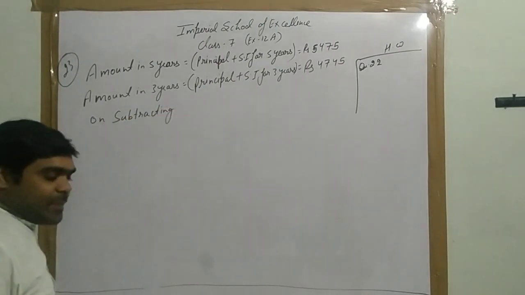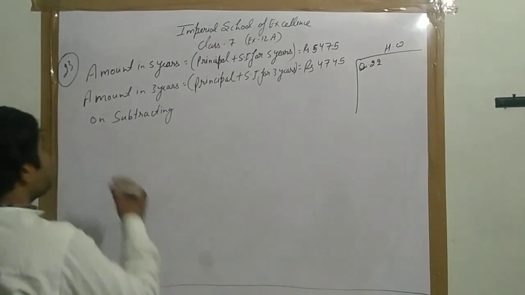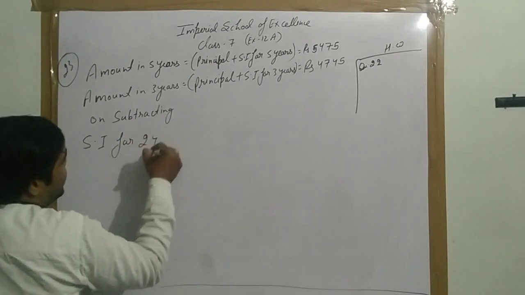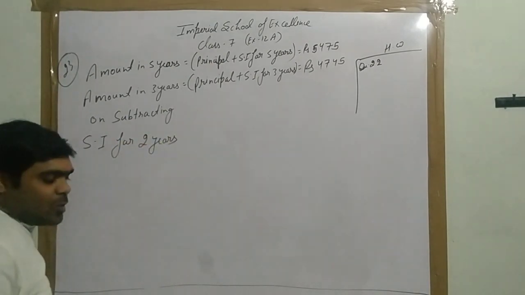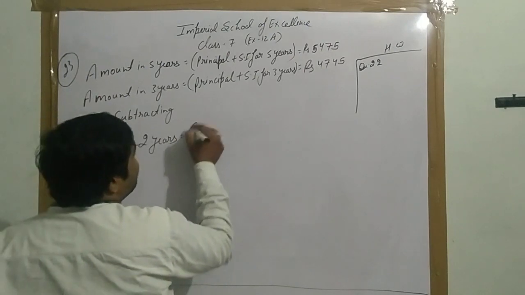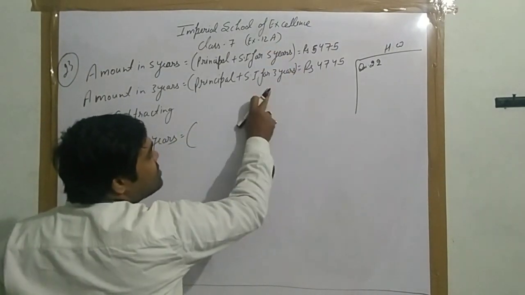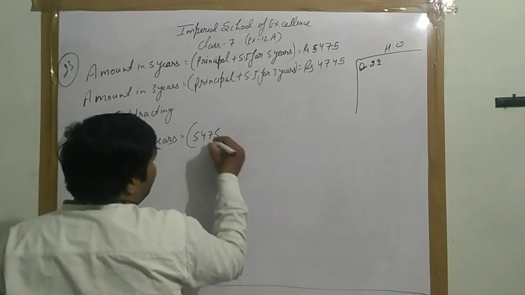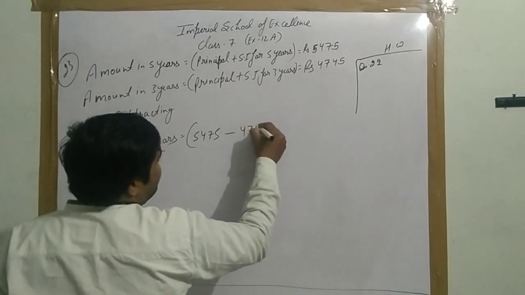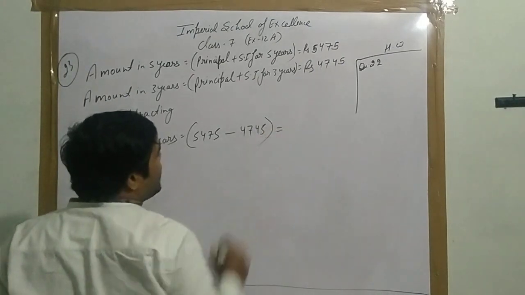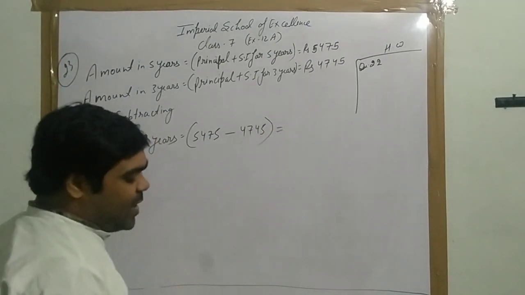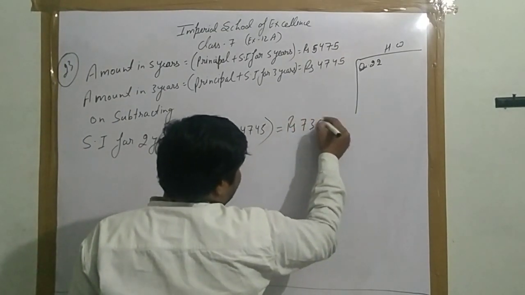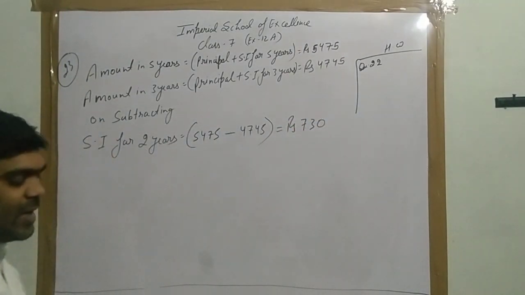What do we have to do now? We have to subtract. On subtracting, SI for 2 years. What do we have to do here? SI for 5 years minus 3 years will become your 2 years. It means 5,475 minus 4,745. You can subtract here. Your answer will be rupees 730.